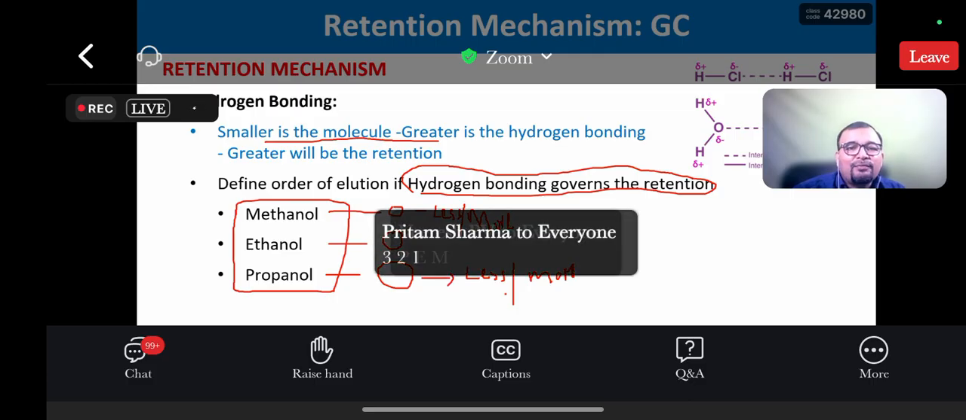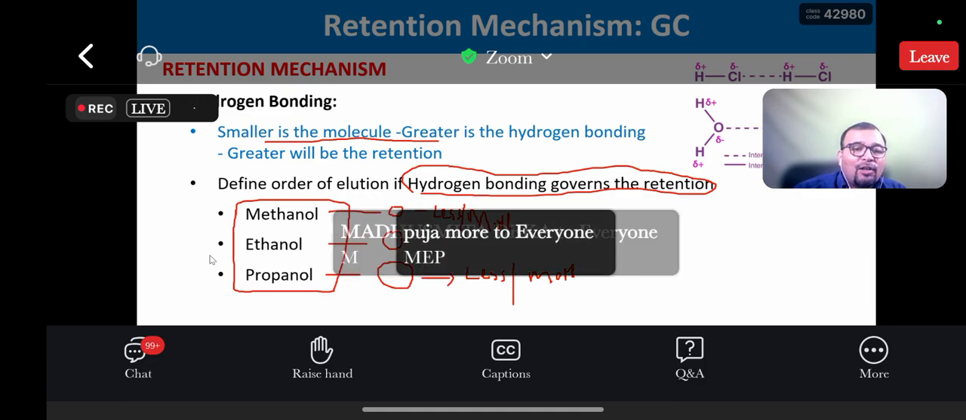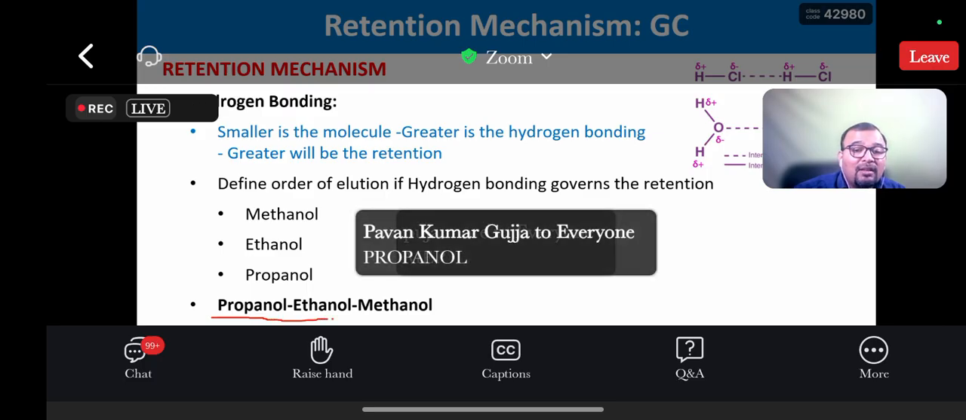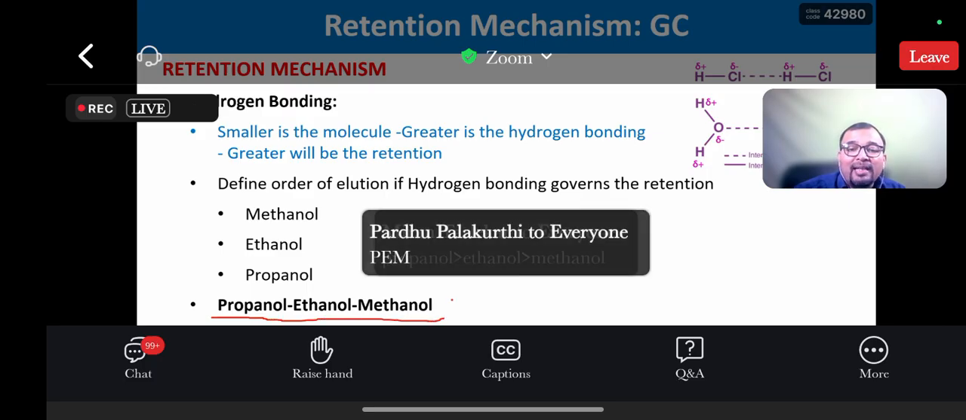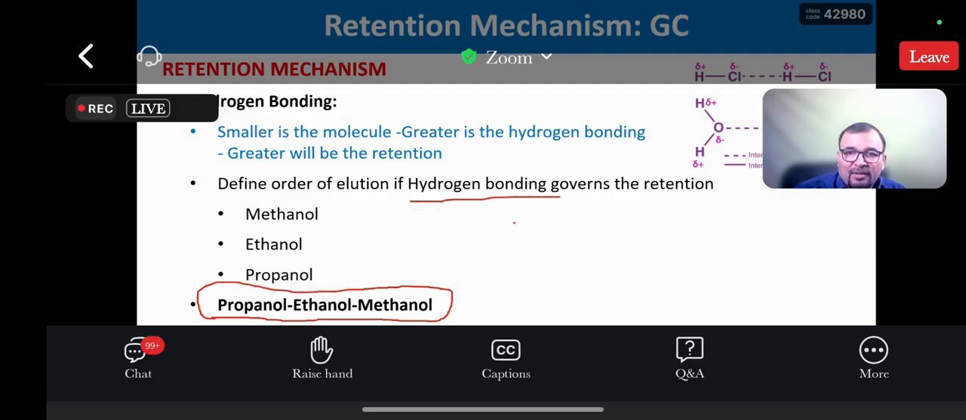Which one will retain first if hydrogen bonding governs the retention? Please understand this is the order of elution. Propanol comes first, being the bigger molecule, and methanol comes late, being a smaller molecule. So this is based on the hydrogen bonding interaction.